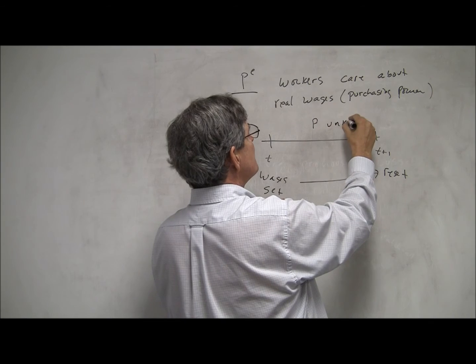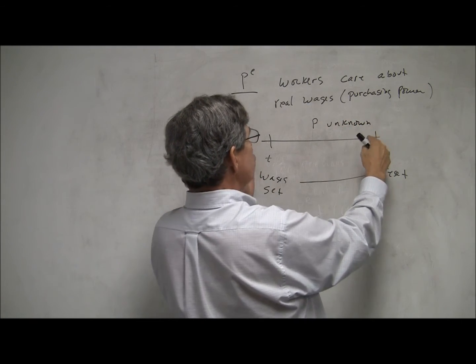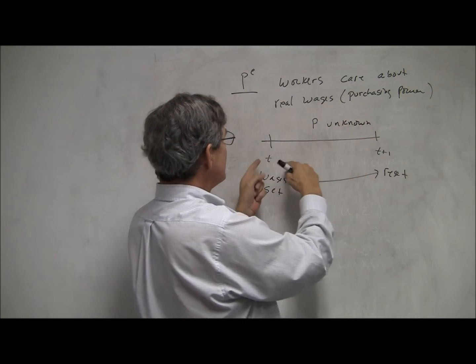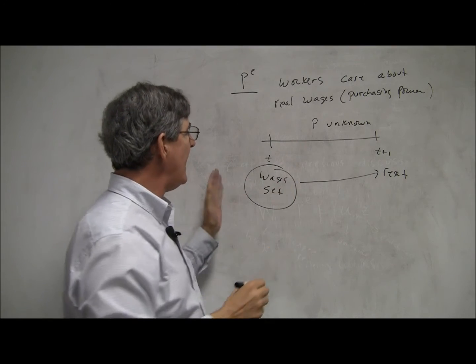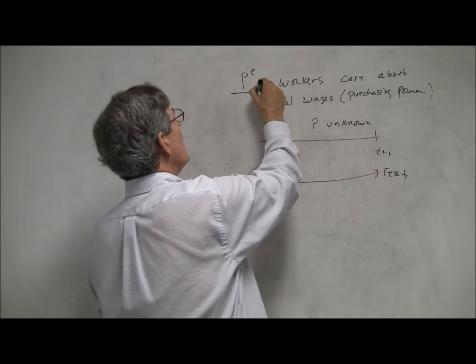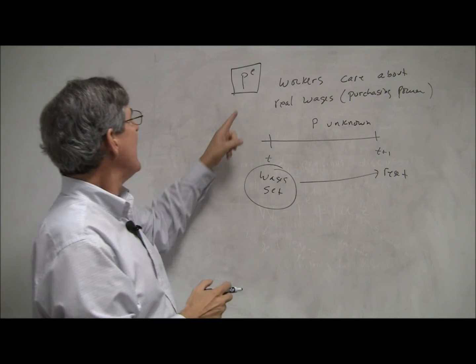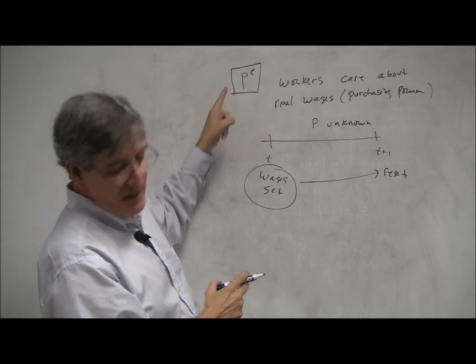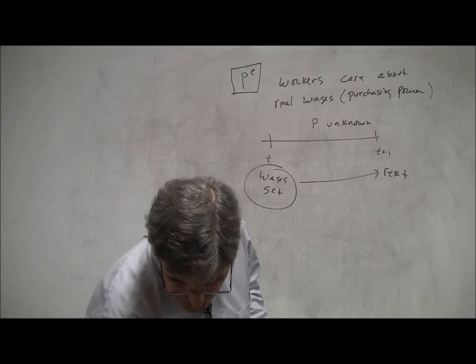You don't know for sure what the price level is going to be on average, because it's in the future. You're setting the wages today for a whole year. And so you have to guess what the price level will be, and that's why it's the expected price rather than the actual price.